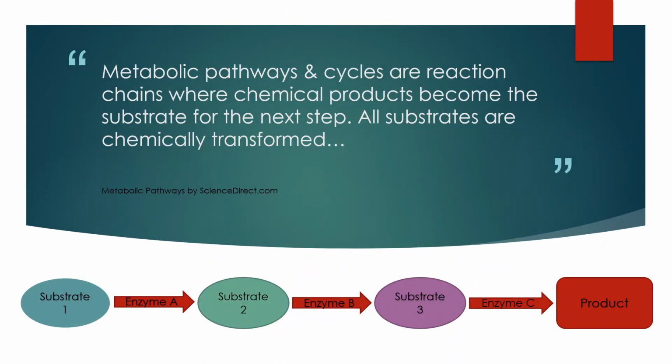According to an article by ScienceDirect.com, metabolic pathways and cycles are reaction chains where chemical products become the substrate for the next step. All substrates are chemically transformed. Thus, you see in the diagram, substrate 1 interacts with enzyme A, becoming substrate 2. And substrate 2 interacts with enzyme B to form substrate 3, interacting with enzyme C to form a product. Now, these are enzyme-controlled reactions that form a product.